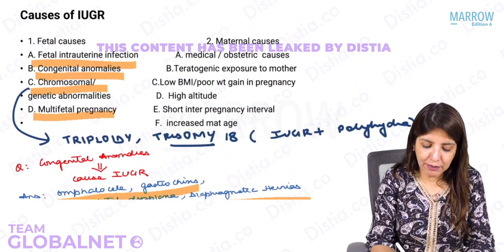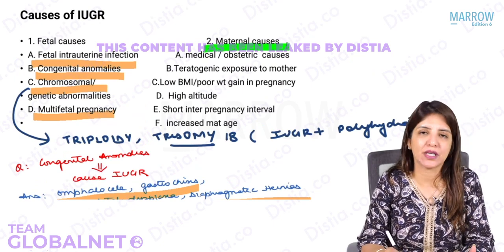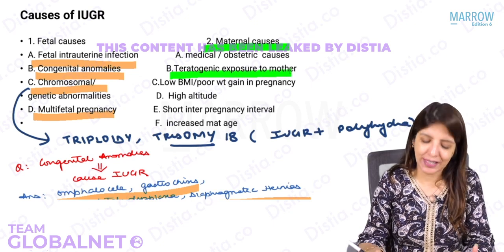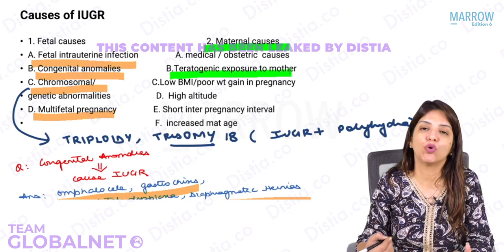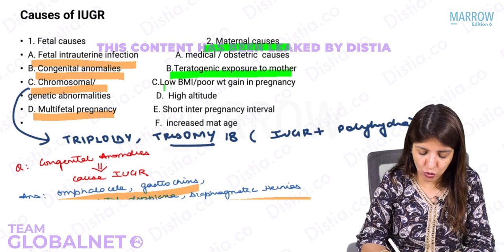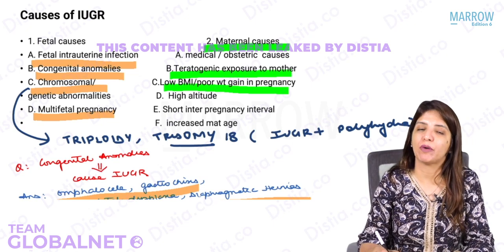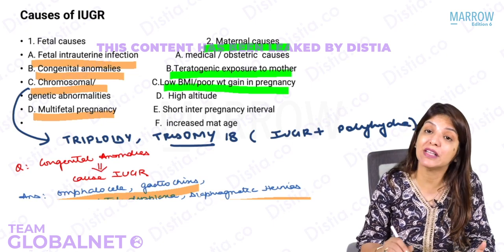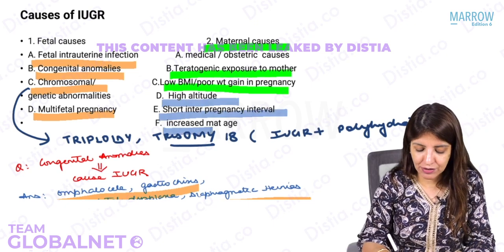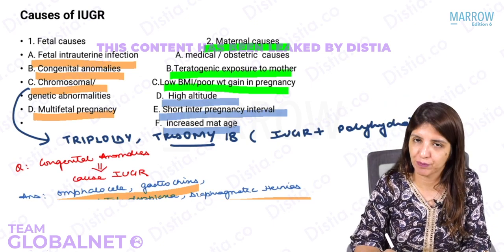Now, what are the maternal causes which lead to IUGR? Medical problems and obstetrical problems in the mother can lead to IUGR. Then if there is teratogenic exposure to the mother, that can lead to IUGR. If the mother has low BMI and poor weight gain in pregnancy, that can lead to IUGR. Please remember a very important thing, that if the pregnant female is living at a high altitude, even that can lead to IUGR. Then short interpregnancy intervals and increased maternal age. These are the maternal causes which can lead to IUGR, right?